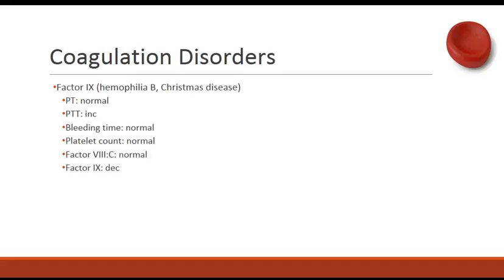The factor 8C is normal because you would think that the patient has hemophilia A, since A is more prevalent than B. So the doctors will check 8 first, and that will be normal. Then they would go to the factor 9 assay, and that would be decreased.